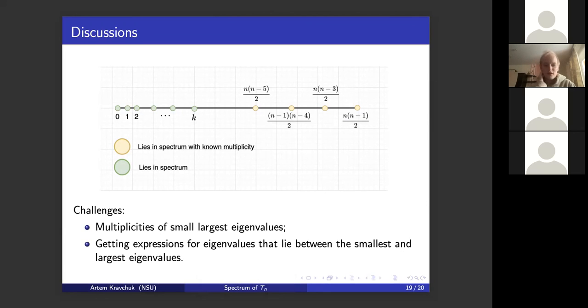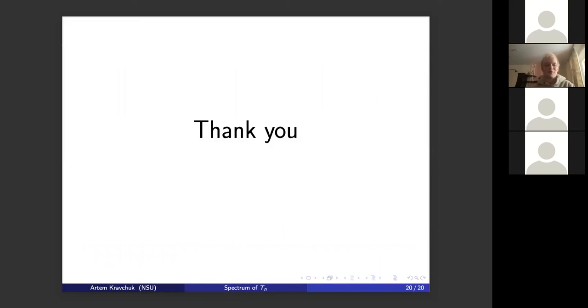The next challenge is getting expressions for eigenvalues that lie between the smallest and the largest eigenvalues. Now we know that numbers from 1 to some upper bound lie in the spectrum, and we know the 4 largest eigenvalues, but in the territory from k to the largest eigenvalues, we don't know which numbers are eigenvalues of the transposition network graph. Okay, so that's all. Thank you for your attention.